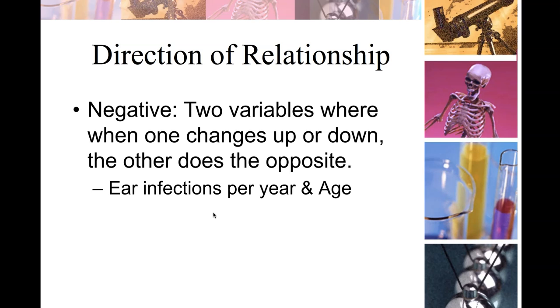Now, there can also be a negative relationship, and here we can look at age and number of ear infections per year. Most ear infections are going to be in the first and second year for children, and they're going to drop off. So they'll have the most ear infections before their first birthday, then before their second birthday, they'll have fewer again, before they're 3, they'll have fewer again, before they're 4. So as their age goes up, their ear infections on average go down. So that's a negative relationship where when one goes up, the other goes down.